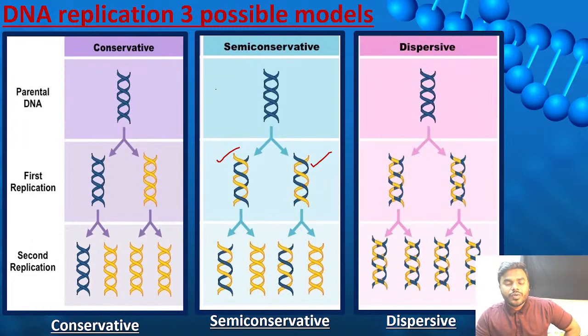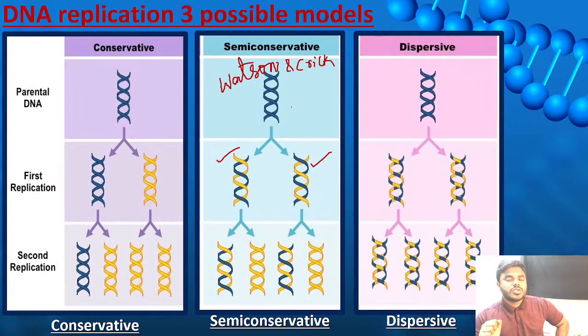If you recall, in the last class I told you clearly who proposed this semi-conservative model. Watson and Crick proposed it. I told you 95% of scientists accepted this model, but a few scientists opposed it. Why did they oppose it? Because there was no structural proof and no experimental proof that the semi-conservative model is the idealized model for DNA replication.